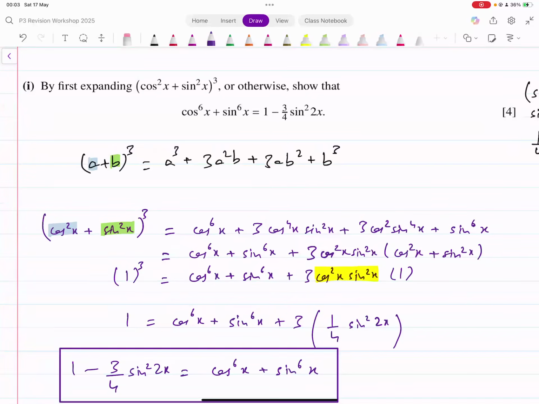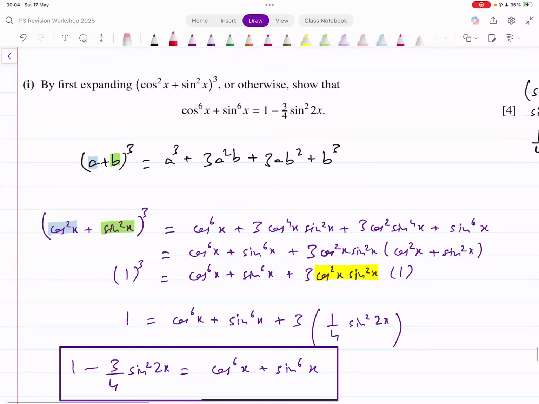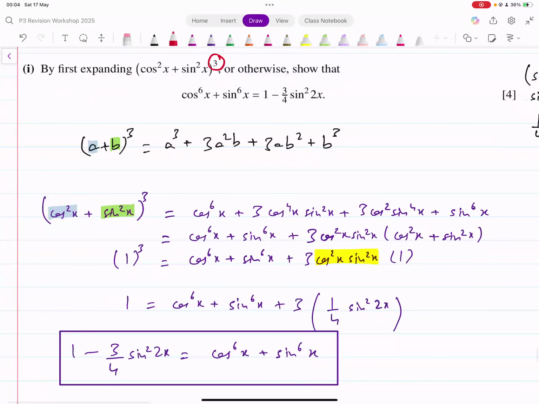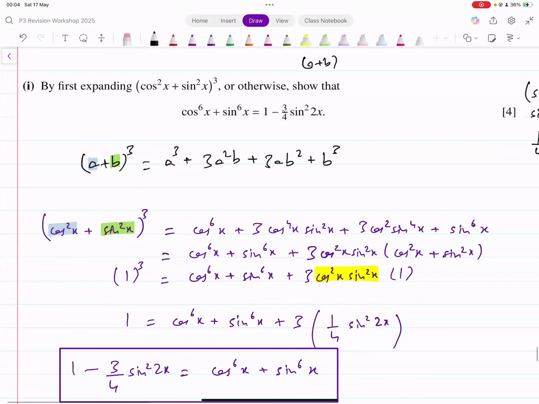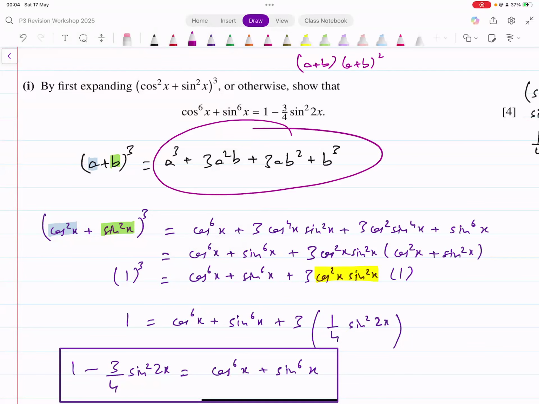They are saying by first expanding this thing or otherwise show that cos raised to power 6 plus sine raised to power 6 is equal to this. Now, how do we do that? They have given you a hint that you have to expand this thing, cos square x plus sine square x whole cube. Now, how do you do this expansion? This is cube, right? You can use binomial expansion, or you could do it like this, a plus b into a plus b whole squared. You could do it like that as well. Although it's simpler to use the binomial expansion.